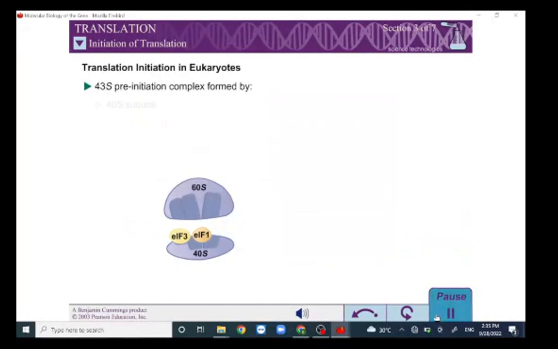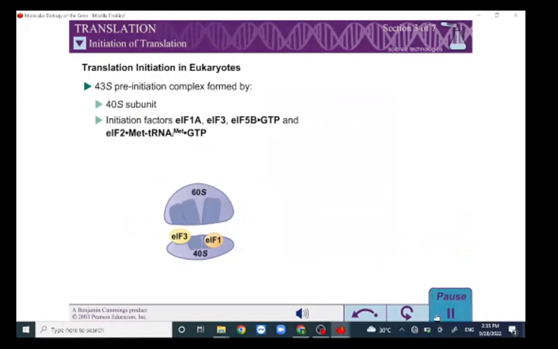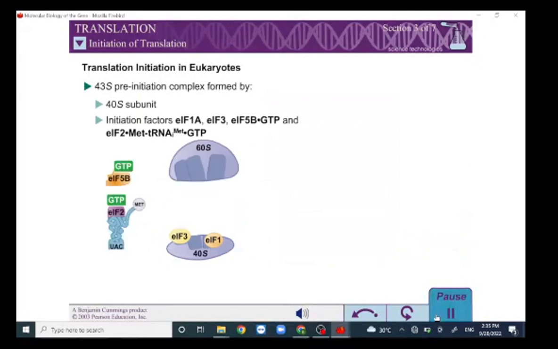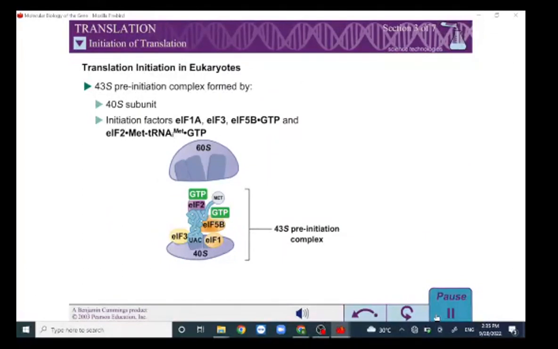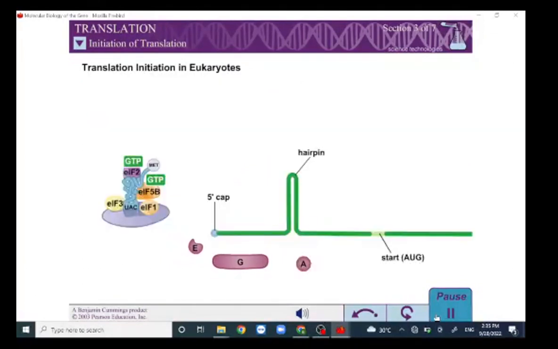So in eukaryotes, what happens? Same way, initiation factor 1, initiation factor 2, initiation factor 3. In addition to it, you're going to have initiation factor 2 and 5B together. So it is going to be having your GTP. So now you're going to have GTP loaded on it. So what happens? It is going to be sitting.